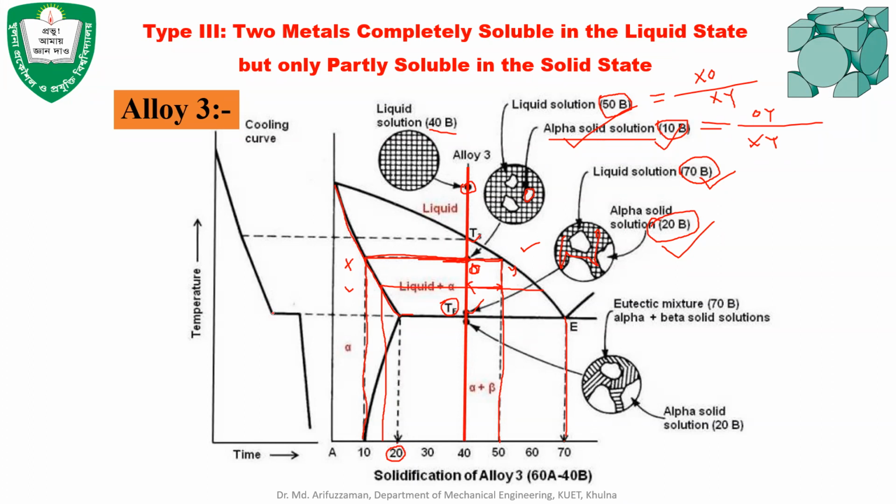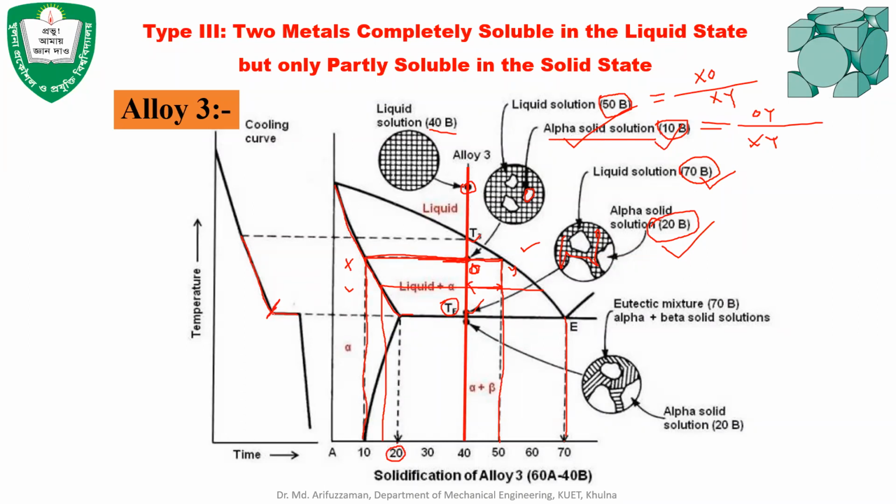That is indicated if you look at this cooling curve. At temperature TE, solidification starts and alpha starts to be produced. Alpha production continues up to TE. At TE, alpha production is complete.